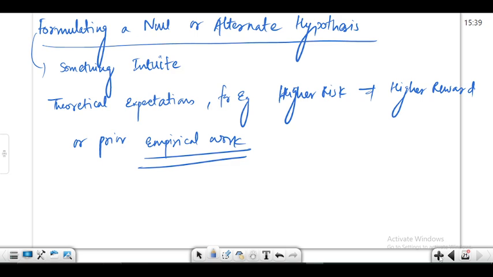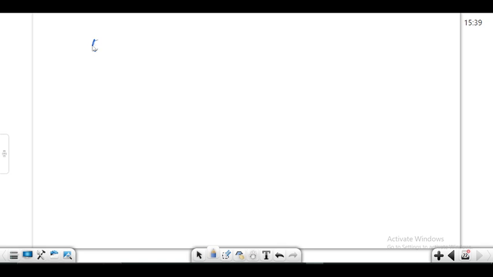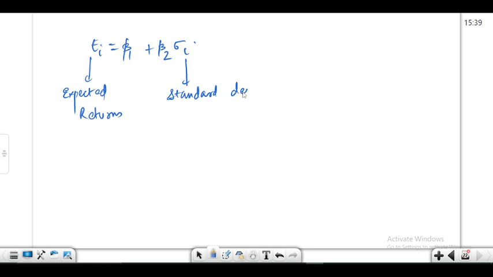So let me give you an example. Suppose E(R_i) is equal to beta 1 plus beta 2 sigma_i. This is the expected return on a security, and sigma is the standard deviation of returns, which is basically a measure of the risk associated with the underlying security.